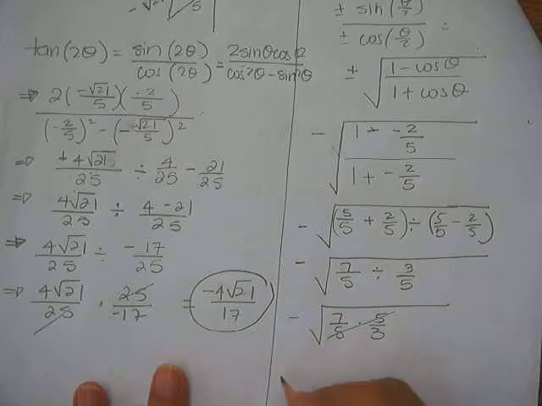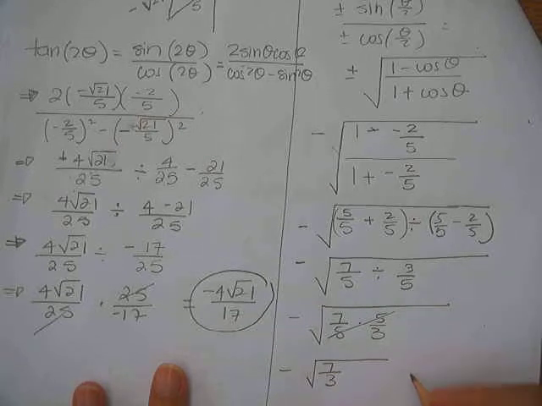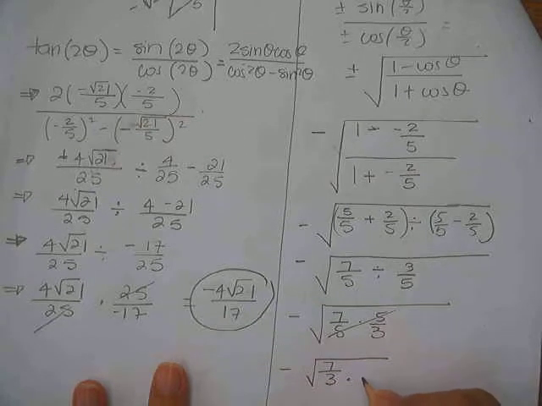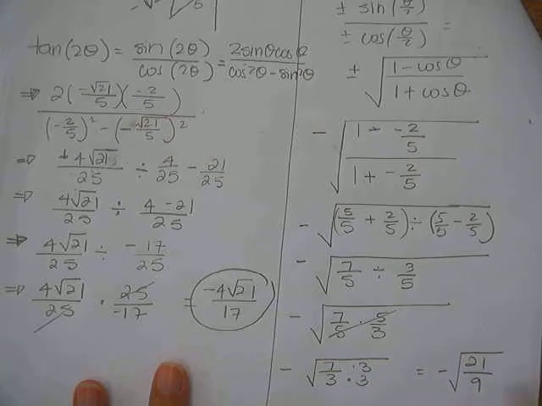The 5's are going to cancel. So my answer is going to be 7 over 3 into the radical. You need to rationalize this. So multiply this by 3 and by 3. So right now you have a negative. 7 times 3 is 21, all over 3 times 3 is 9.